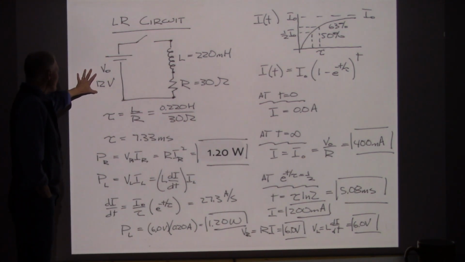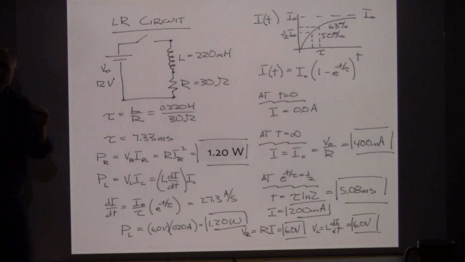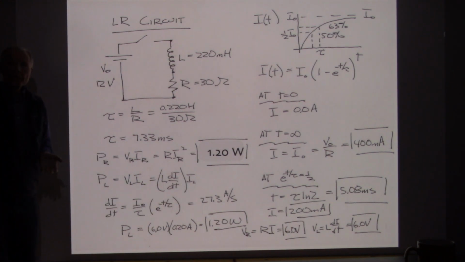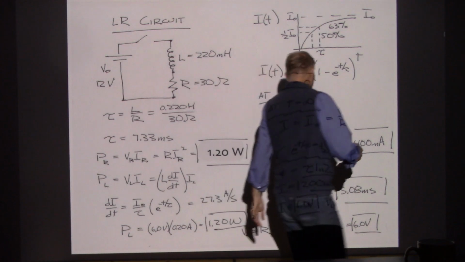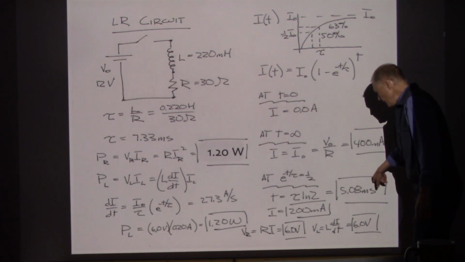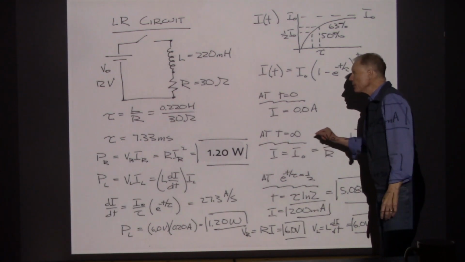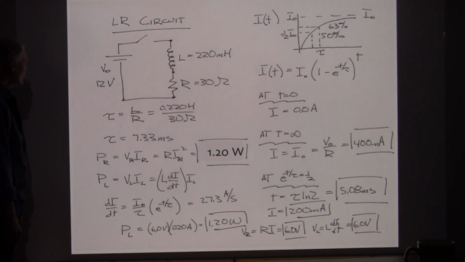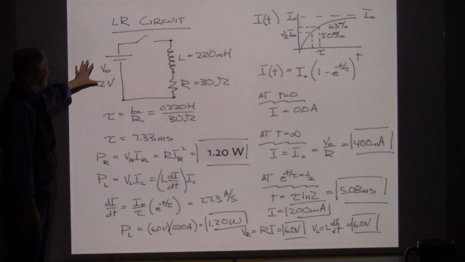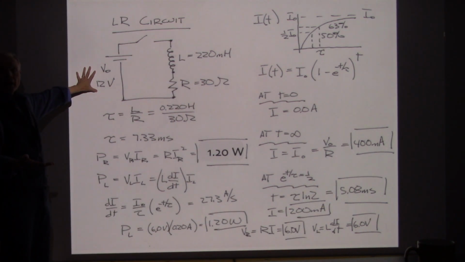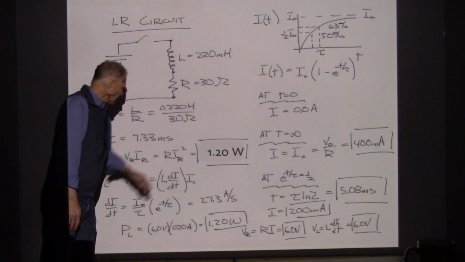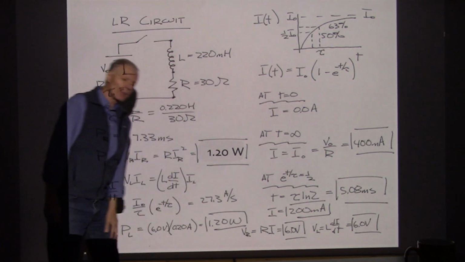The battery power at any given instant is the voltage of the battery, 12 volts, times whatever the current is. So if the current is at 200 milliamps, 0.2 amps, times 12 volts, that's going to give us 2.4 watts. So the battery is providing energy at a rate of 2.40 watts. Half the energy is going into the resistor and being thermalized. Half the energy is going into the inductor.